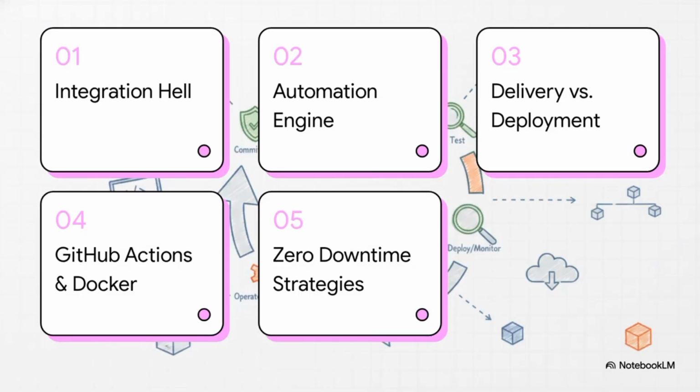Okay, let's dive into this. Here is our roadmap for today's explainer. First, we'll talk about escaping integration hell. Then, we'll look at the CI/CD automation engine itself, break down delivery versus continuous deployment, explore GitHub Actions and Docker, and finally, wrap up with strategies for zero downtime.